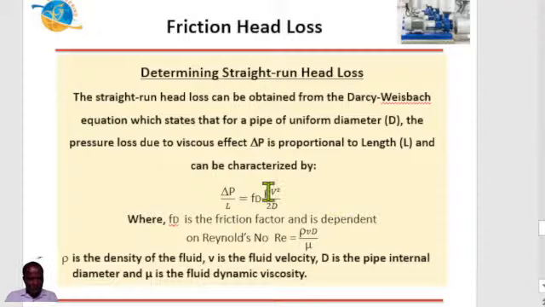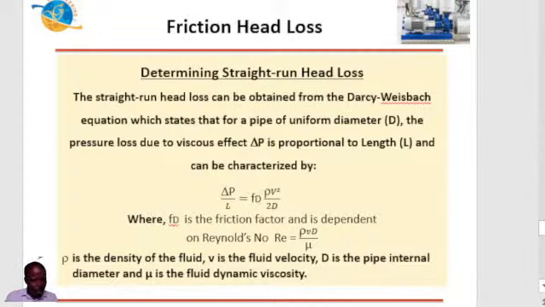Now, of course, this is your density. Now you have your fluid velocity and you have your D, which is the pipe internal diameter. So with this expression, you can obtain your what? Your straight run head loss in form of the pressure loss. And recall that I said in this expression, your fD is the friction factor and is dependent on what? It is dependent on the Reynolds number.